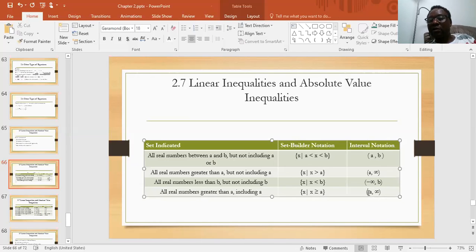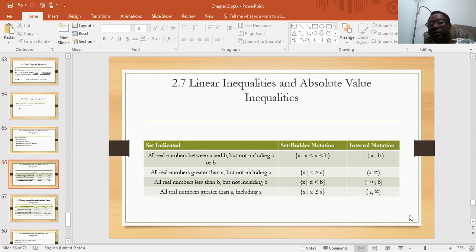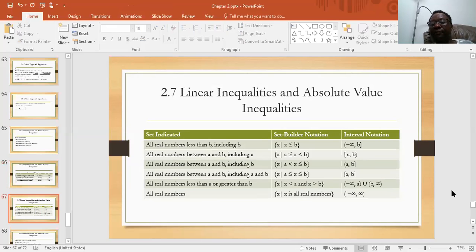This one is not correct. Let me change this to this. So we use a square bracket, like you see me changing on the fourth row. When you have greater than or equal to, we use the square bracket to mean values that are greater than or equal to a. If we are looking for values that are less than or equal to b, we go from minus infinity to b, closed with a square bracket.